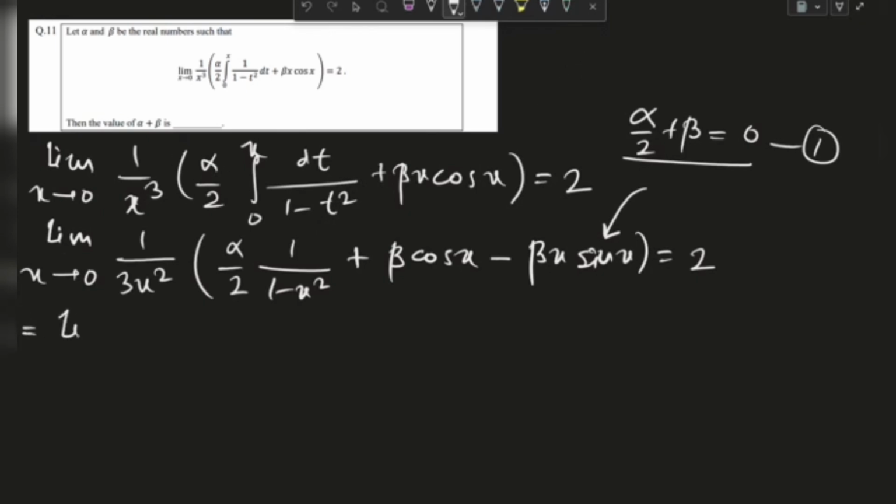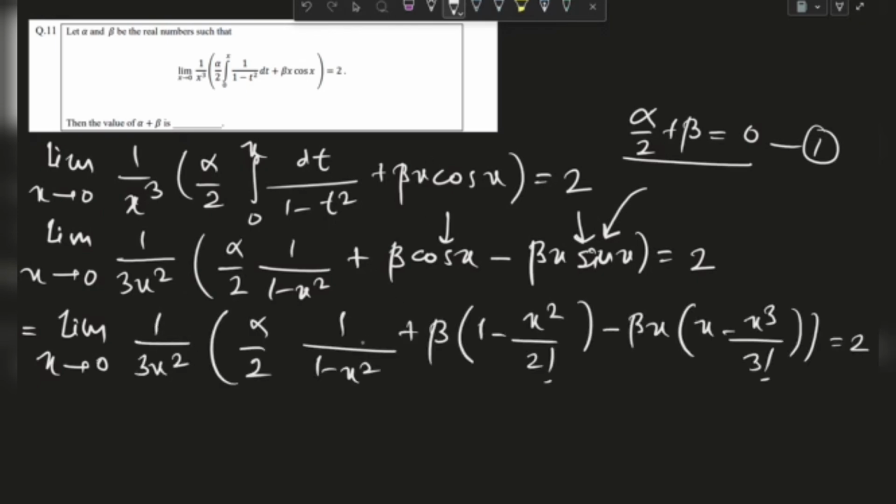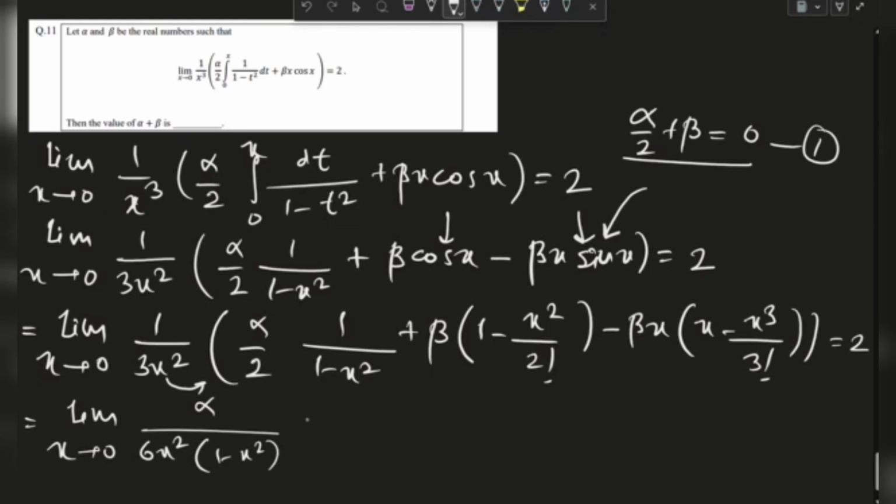So let's see. What I will do is put cos x and sin x as expansions in this particular equation. So this is what it comes. Now if we take this 3x square inside the bracket, this will come out to be something like alpha by 6x square into 1 minus x square plus beta by 3x square minus beta by 2. And now we will have another term here, minus beta x square by 18 equals 2.